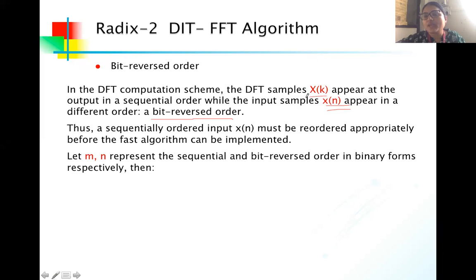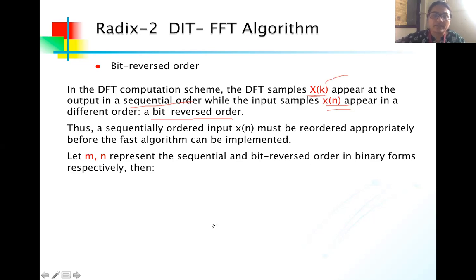Whereas X of k, the DFT values, are appearing at the end of the algorithm. Those are appearing in the sequential manner. Those will come in the sequential manner, whereas input is in the shuffled manner. So we will see that.